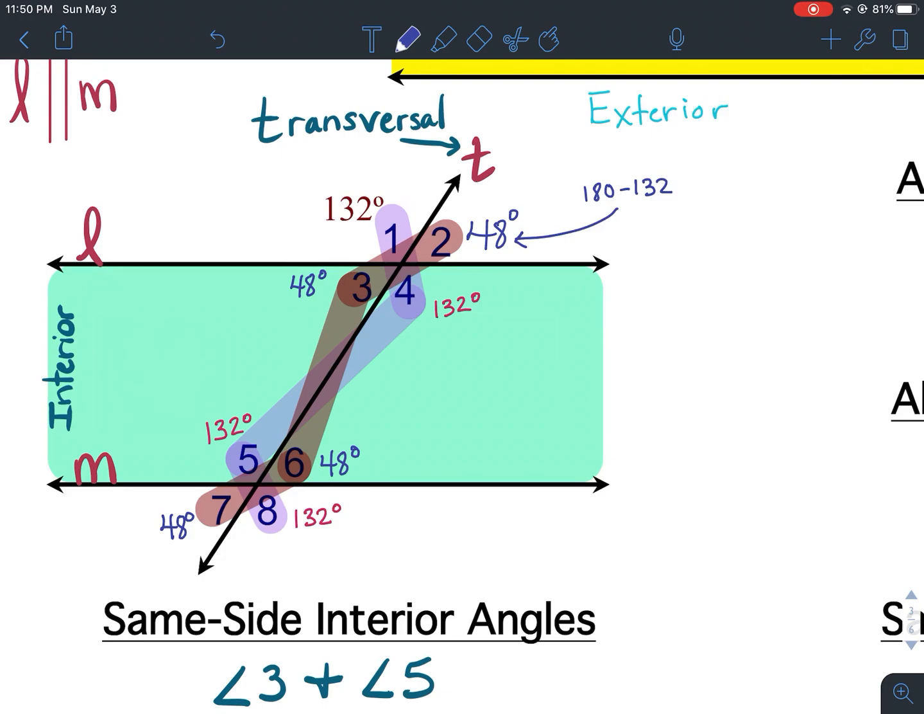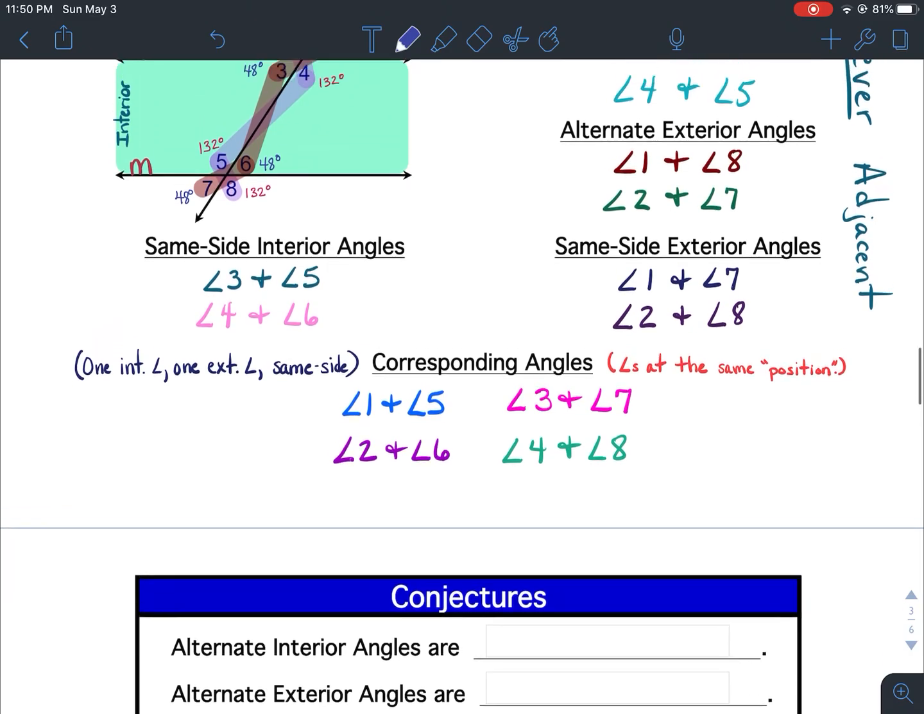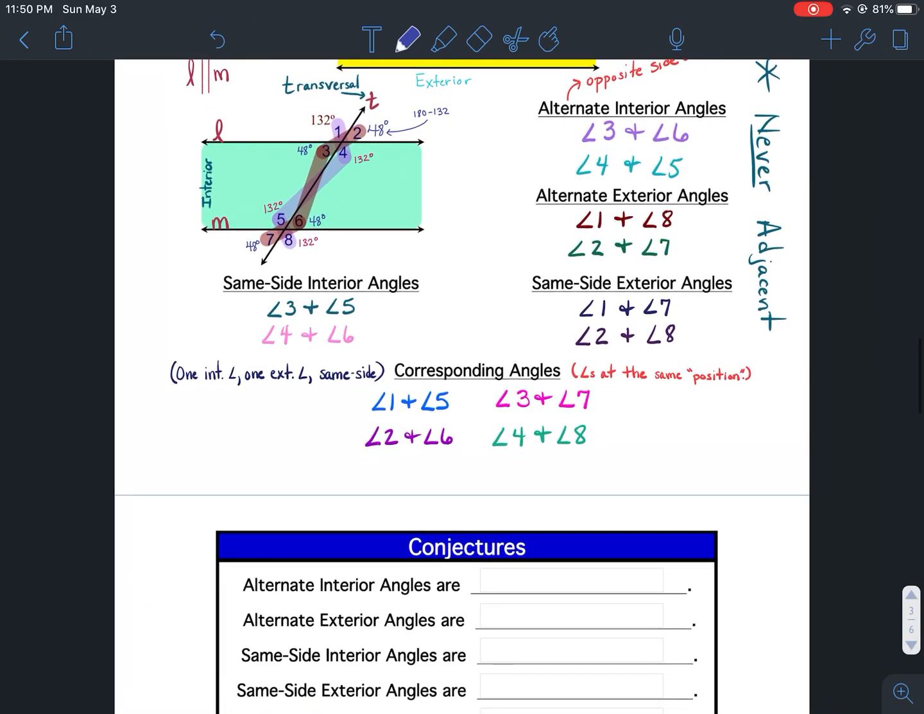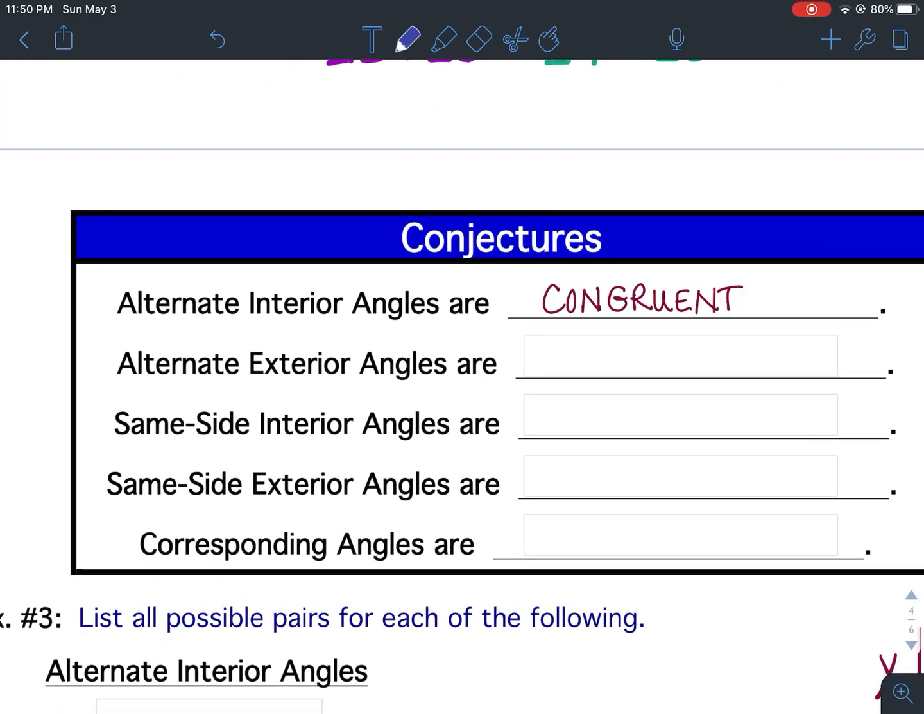So that's why I call it the zigzag method. All the angles that fall in the same zigzag have the same measurement. So I really had to only take 180 minus 132 to find 48, and by doing that, I know all of the angle measurements. 1, 4, 5, and 8 are all 132 degrees. 2, 3, 6, and 7 are all 48 degrees. Okay? So if you look at that, alternate interior angles are congruent. Alternate exterior angles are congruent.